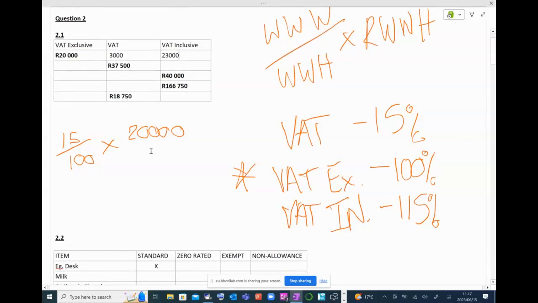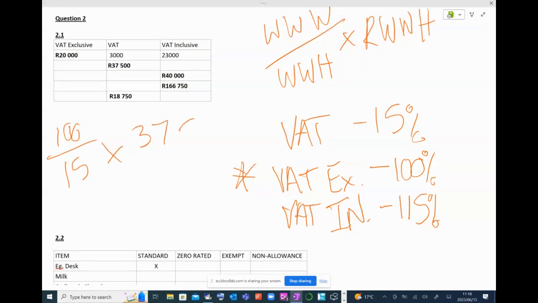Now they've switched it up on us a little bit. Now they've given us the VAT amount. What do we want to start with, the VAT inclusive or the VAT exclusive? Exclusive. So we say VAT exclusive is 100, that amount is 15. That's what we have, times what we have, which is the 37,500.